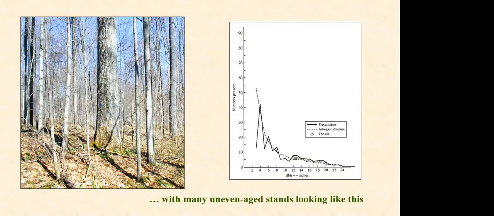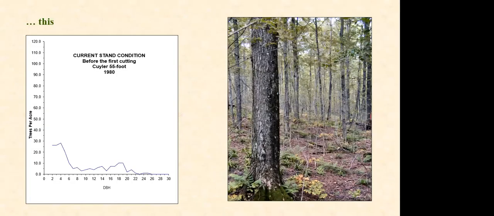Here's one that came from a stand in central New York, northern hardwoods. Classic reverse J structure shown by the dashed line, and the actual condition shown by the solid line. So this stand has a reverse J type of distribution, not regular, some deficiencies, some excesses, but it's generally reverse J. What about this one?